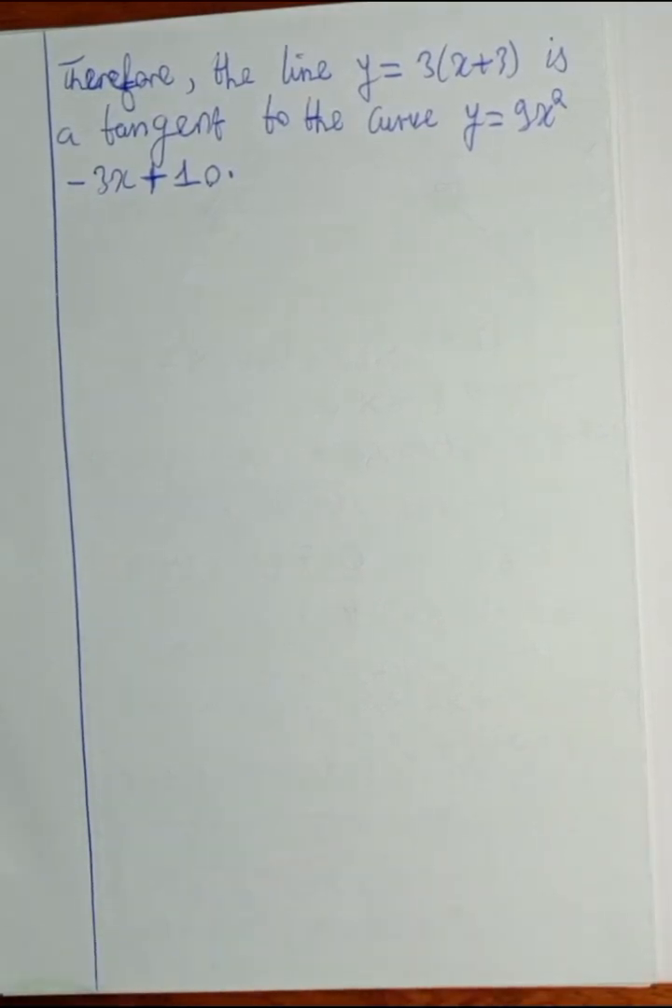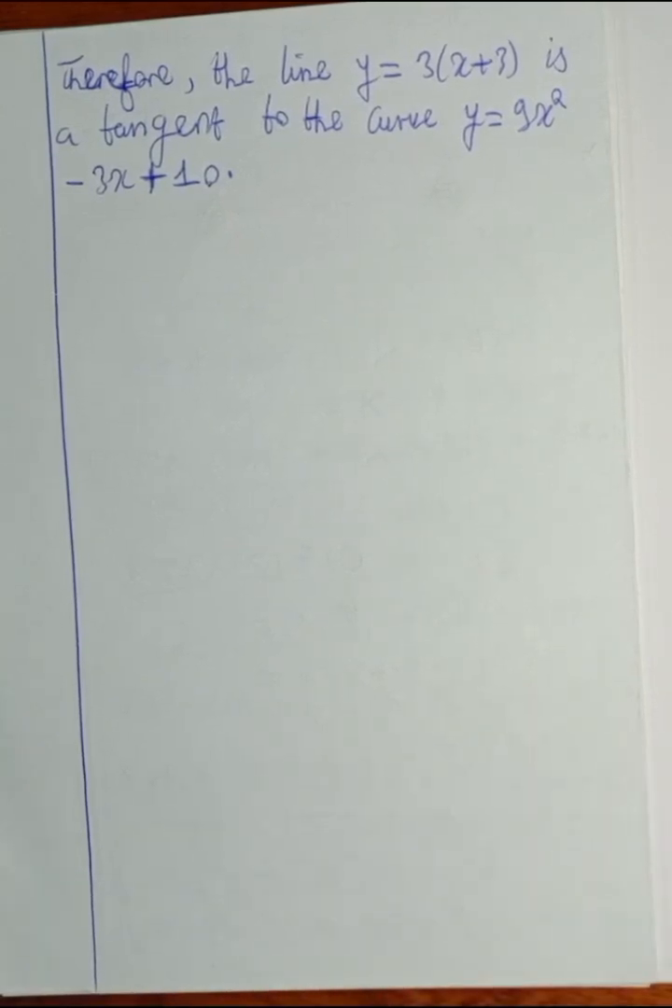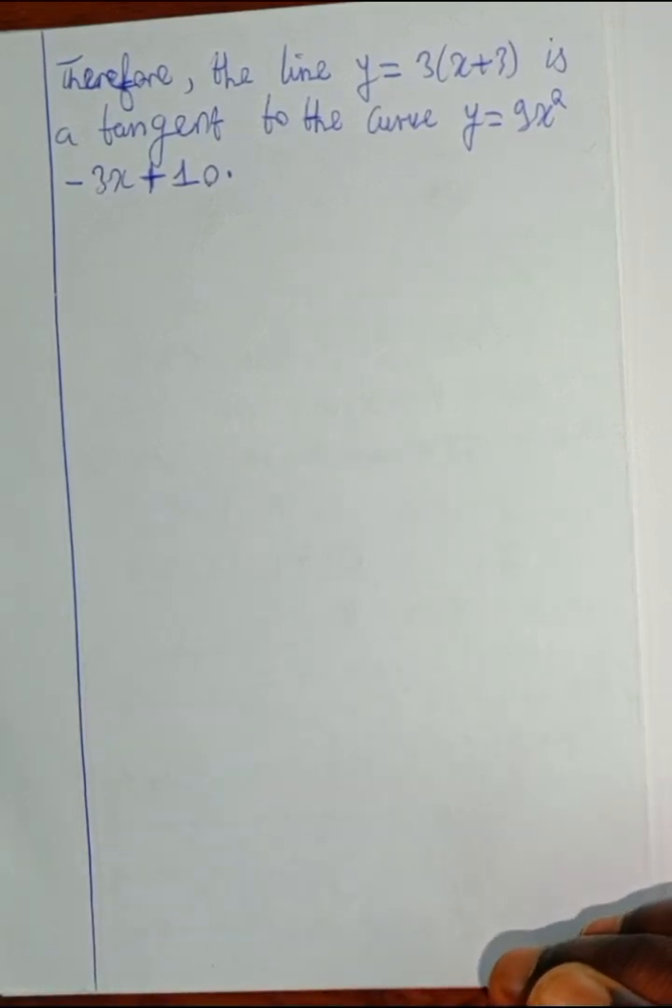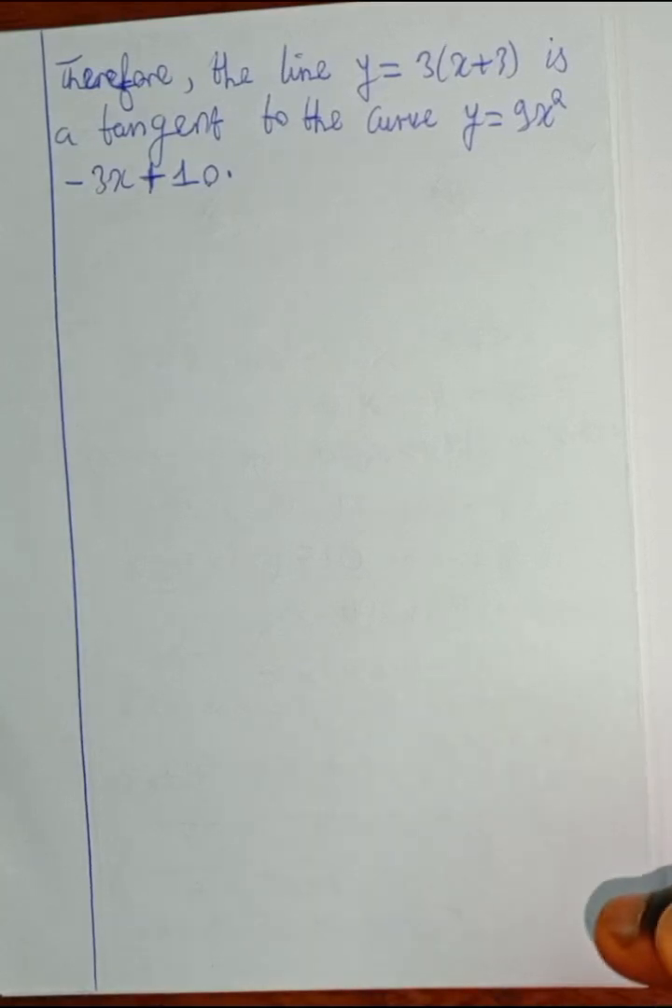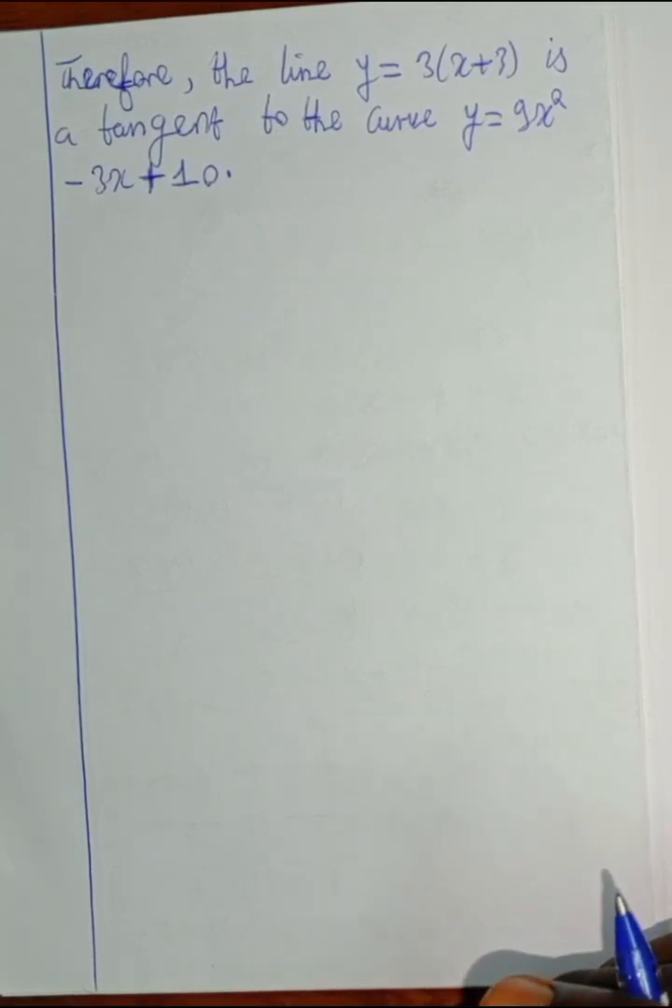So if you are given such questions, for you to check whether a line intersects a curve at two distinct points, or a line is a tangent to a curve, or a line does not cut or does not touch a curve, firstly, we need to start by equating the equation of the curve to the equation of the line. After equating, you transfer all the terms to one side so that you obtain a quadratic equation. After obtaining the quadratic equation, you find the discriminant of that quadratic equation.